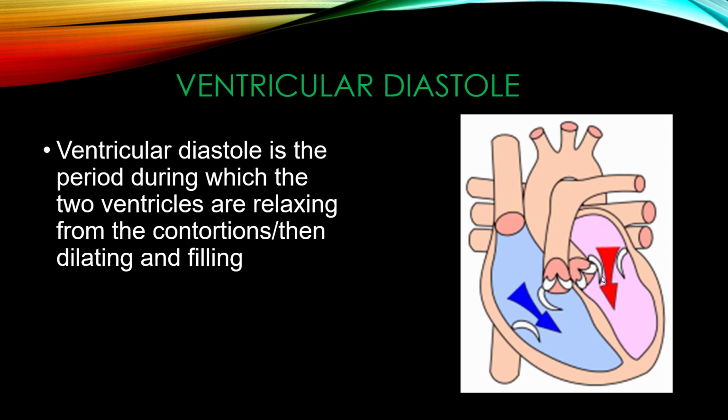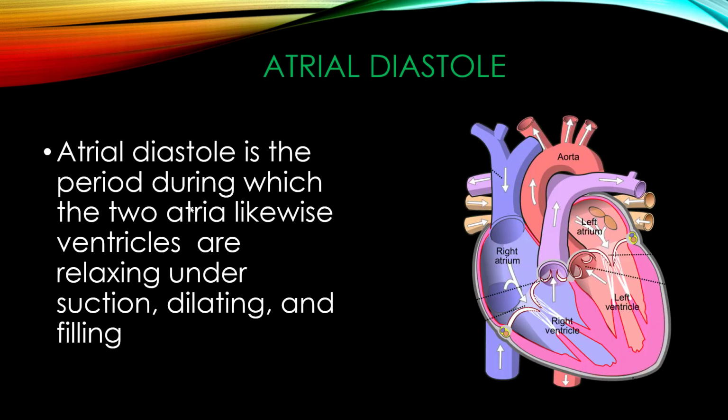Ventricular diastole is the period during which the two ventricles are relaxing from the contraction, then dilation and filling. Here you can see these ventricles are relaxing. The atrioventricular valves open due to reduced pressure in the ventricle, and blood rushes from the left atrium and right atrium to the left ventricle and right ventricle, and in this period filling of the ventricle occurs.